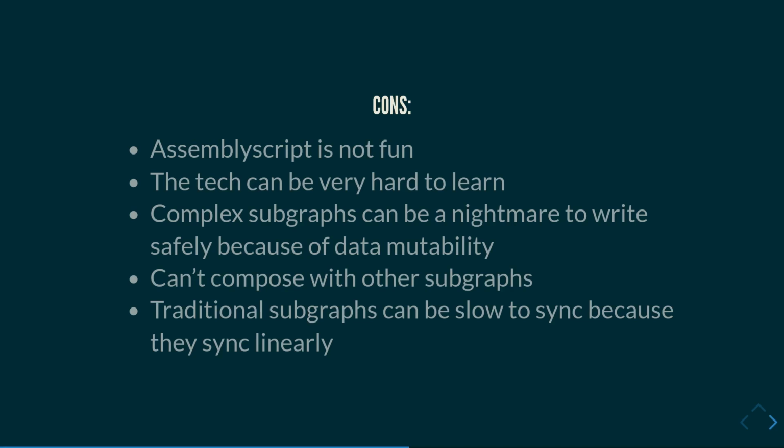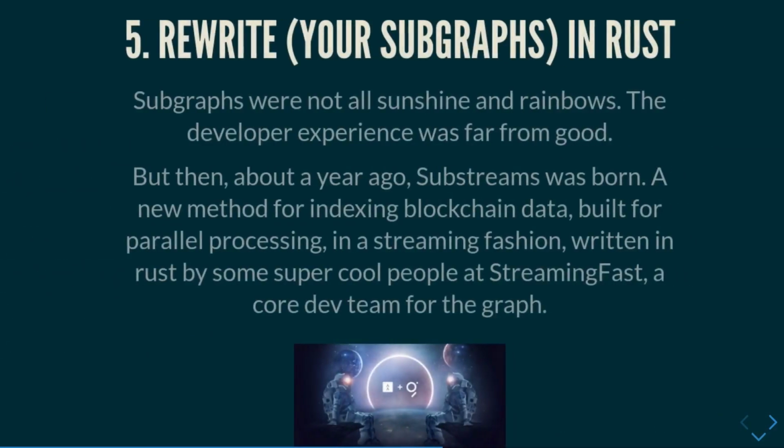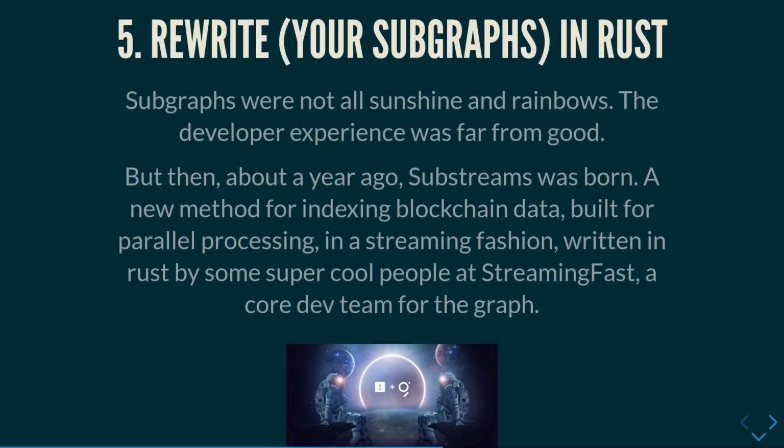You also can't compose it with other subgraphs. This is a con compared to Substreams. This isn't really a con compared to the API stuff, but nonetheless, I still think it's one of the downsides. And then also, traditional subgraphs can be really slow to sync because they sync linearly. And so we'll talk about parallelization and why that's all possible with Substreams here in a second. But now let's talk about Substreams a little bit.